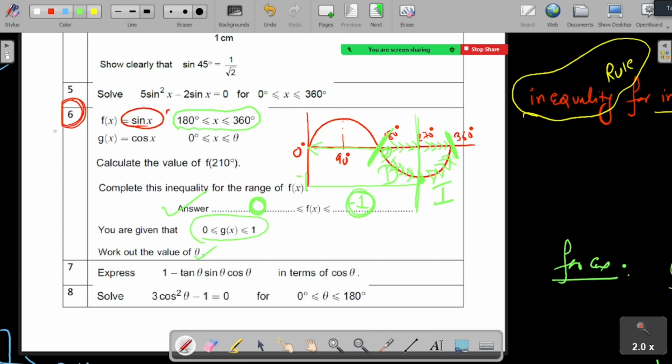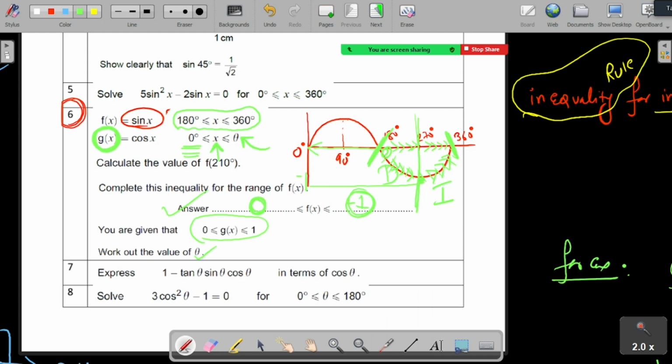Now the second part is saying you have been given the range of this g(x). Now I have to find what will be the domain for x. It means for which interval of x your g(x) will lie from 0 to 1. So the lower limit is given, it's 0 degree, but its upper limit is still unknown. So you have to find theta. Are you getting the question right now?